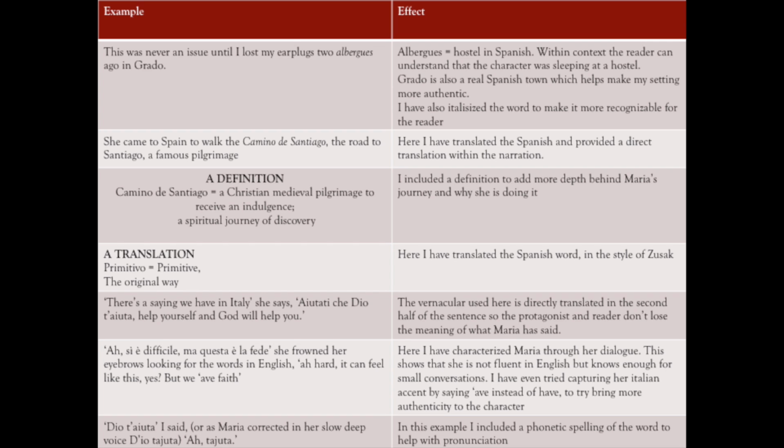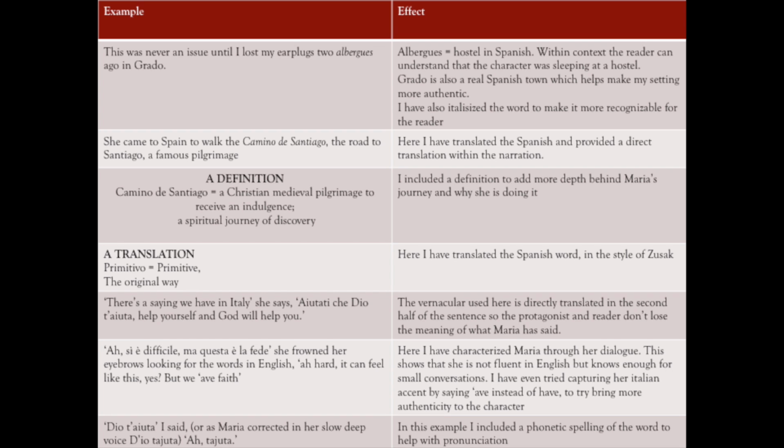This is an example of dialogue, spoken by Maria, where she quotes something in her vernacular dialect and then translates it straight away in the second half of the sentence. This establishes that Sarah is Italian and needs the phrase interpreted to make sense of it. Later in this piece, I use the vernacular to characterize Maria further by showing that her English isn't fluent and that she struggles to find the words to speak to Sarah.